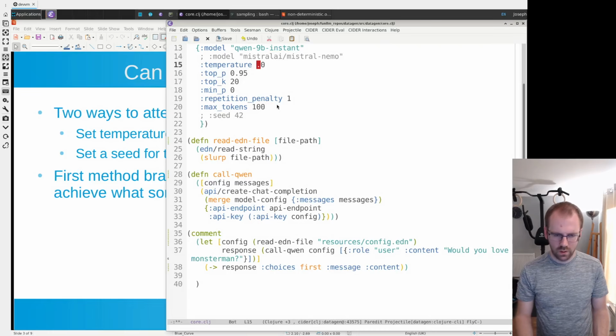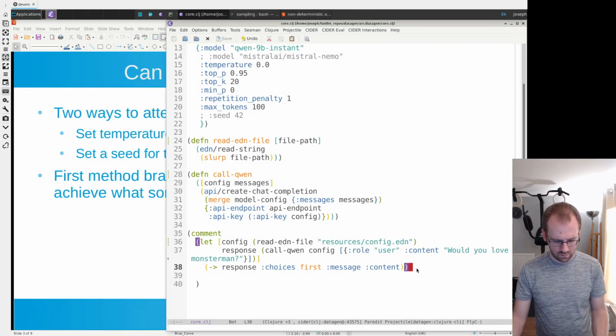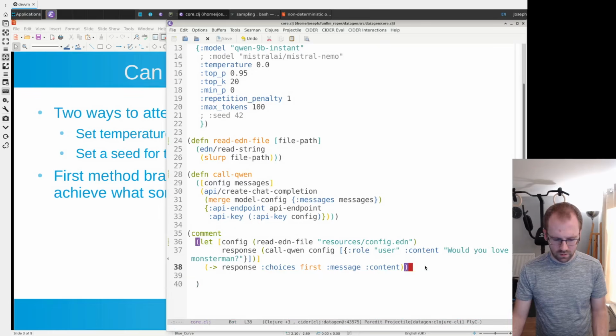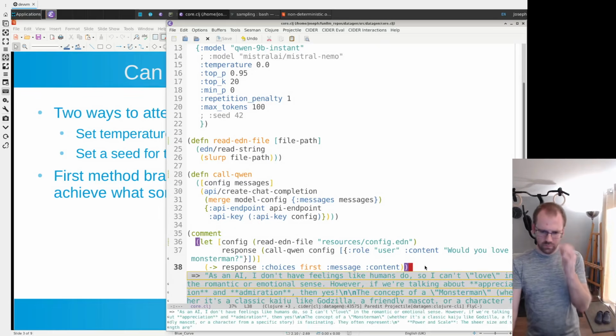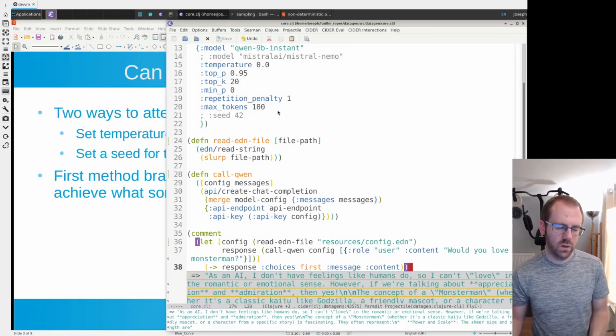So let's set the temperature to 0. Here we're basically doing greedy decoding. We're always picking the most likely next token. So the last sentence: a friendly mascot or a character. This is a very short output, so we're not going to see any brain damage problems here.